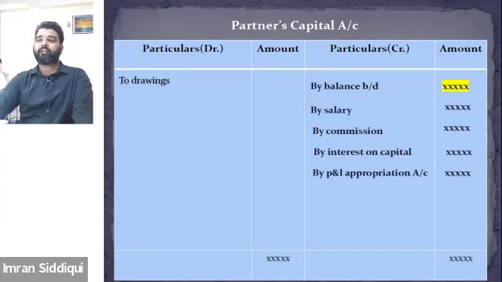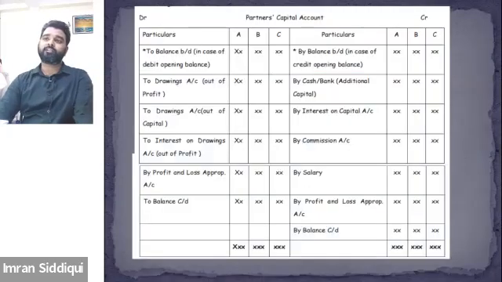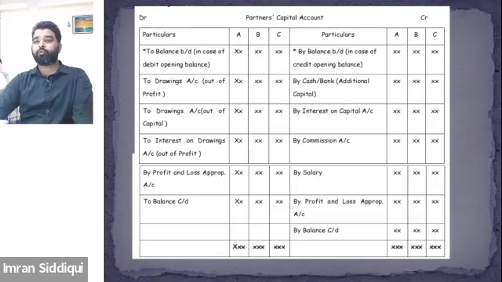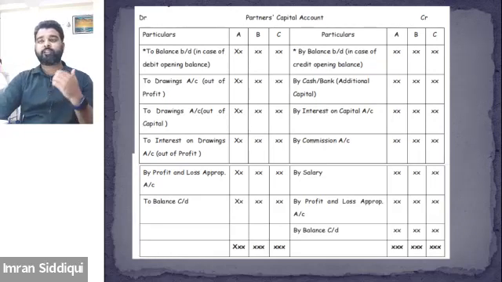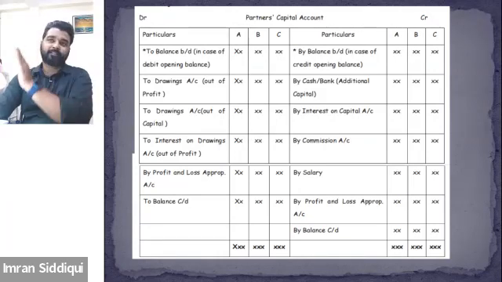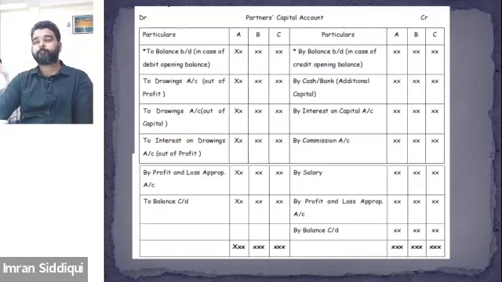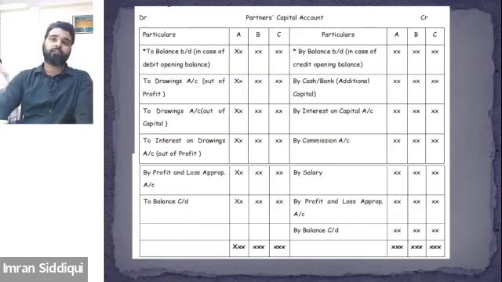Interest given to the partner will also be indicated on the credit side. Commission paid to the partner, salary received by the partner, and any transaction that will increase the capital of the partner will be shown on the credit side of the partner's capital account. And all transactions that lead to a reduction in the value of the capital of the partner will be shown on the debit side of the capital account.